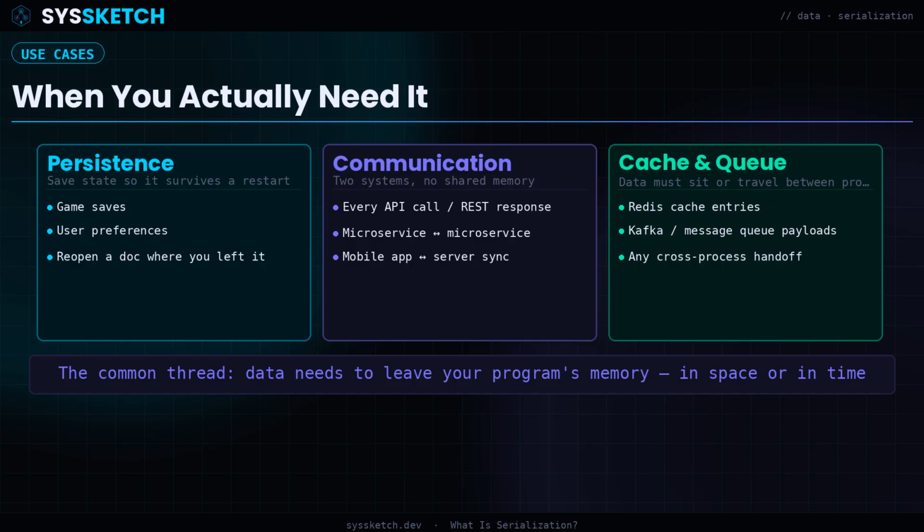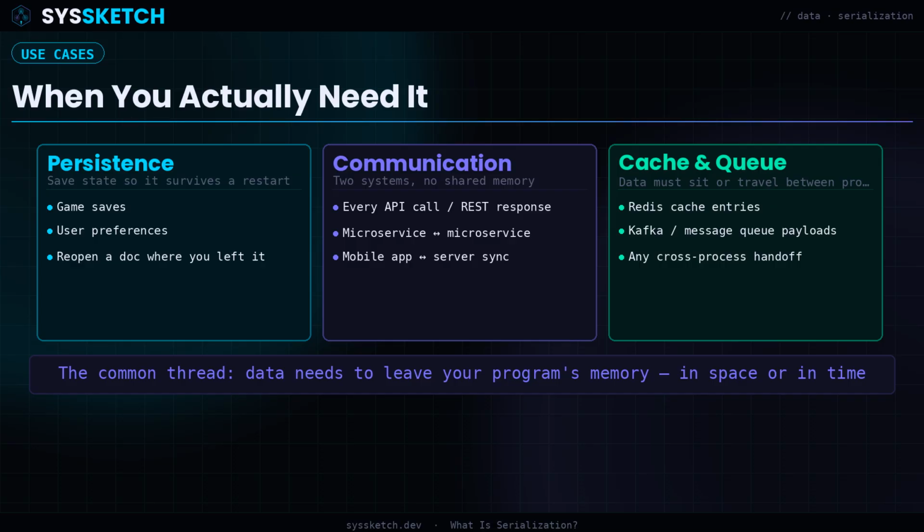Third, caching and messaging. Systems like Redis or a message queue like Kafka store and move data between processes, and that data has to be serialized to sit in the cache or travel through the queue at all. The common thread: the moment data needs to leave your program's memory in space or in time, you need serialization.